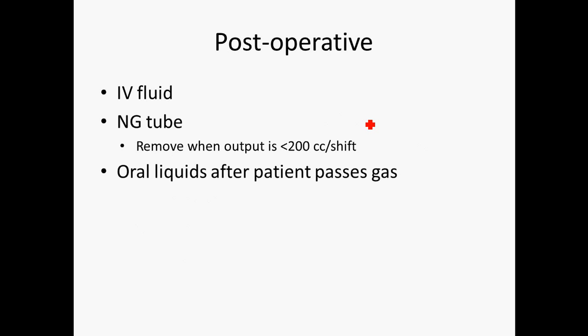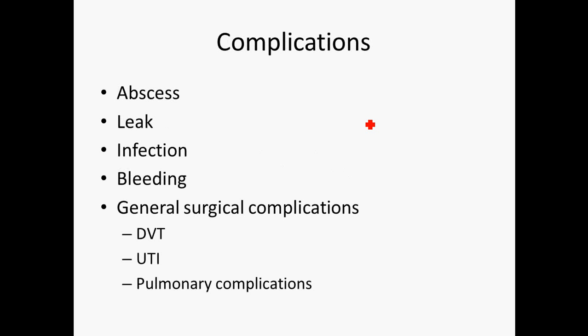In the post-operative period, IV fluid, you keep them on the NG tube. So we're not going to be giving these people food, obviously, immediately if they've got an anastomosis in there. And you can remove the NG tube when the output is less than 200 cc's per shift. So basically, if you're not sucking stuff up anymore. And oral liquids after the patient passes gas. So you need to wait until they hear some gas coming through.